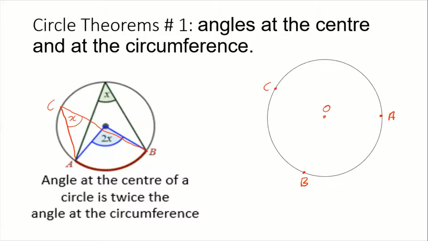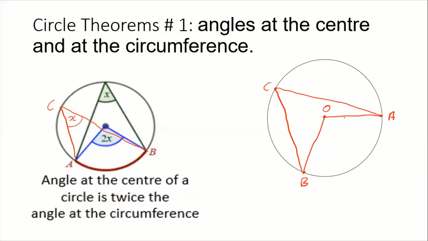So we have a line from the center from O to B, and then from O to A, and then from B all the way up to C, and then from C all the way down to A. And we know the angle measurement of this angle.